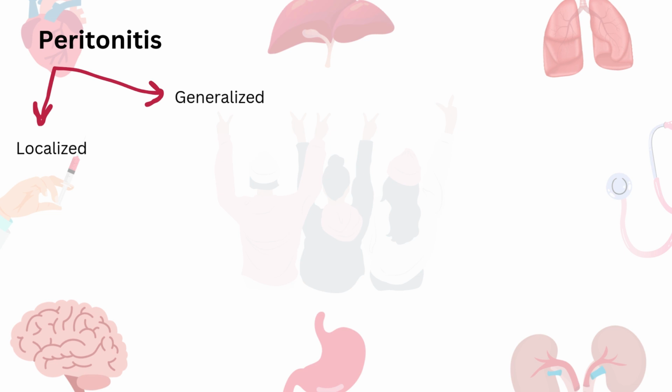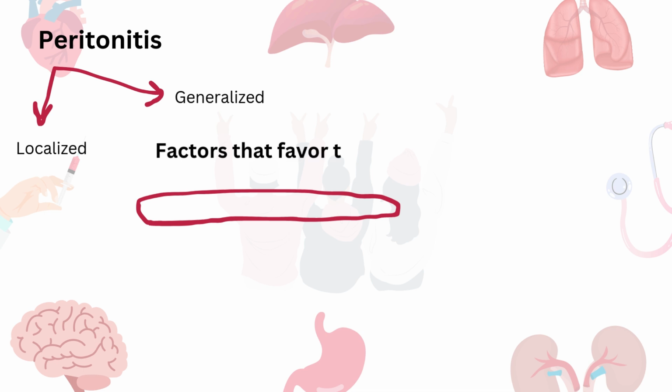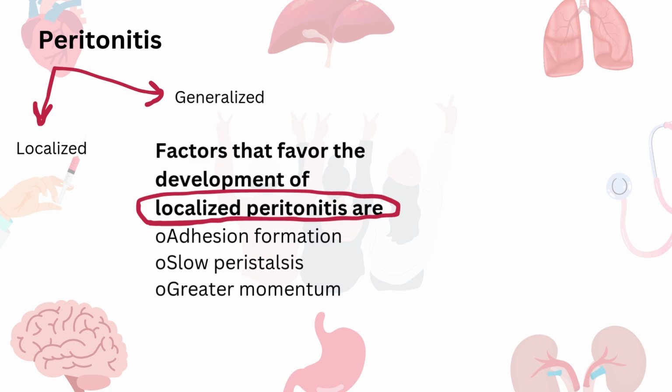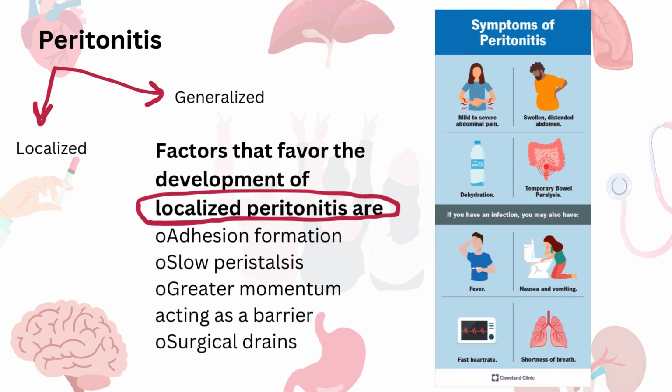So, let's look at all of these one by one. Now, the factors that would aggravate localized peritonitis would be if there is formation of adhesion somewhere, if there is stasis of the content of the GI tract, if there is a greater omentum which is acting as a nidus for the production of infection, or you have placed any external body, like for example you have placed drains.